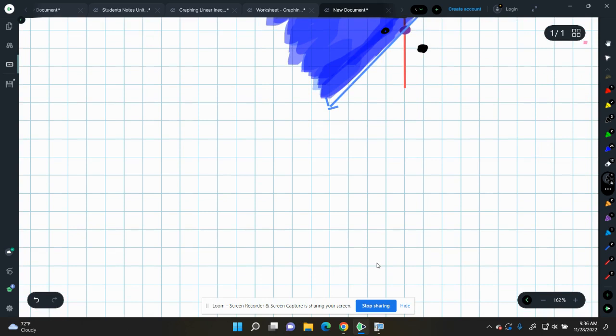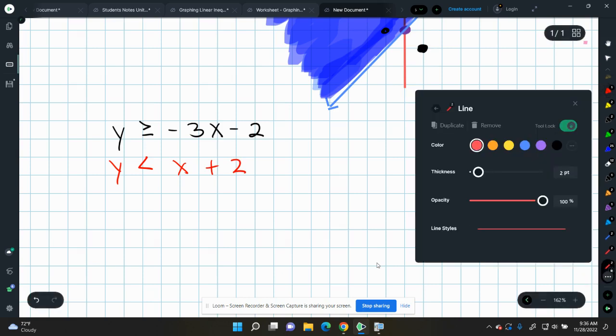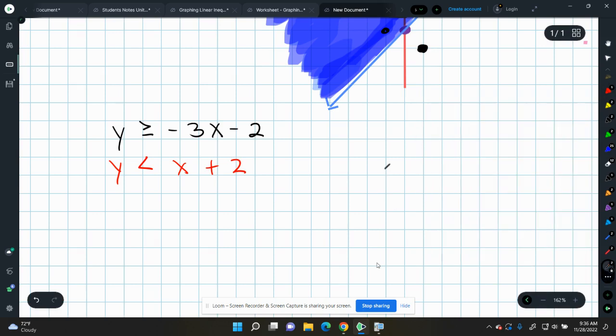You ready? We're going to do, here we go. y is greater than or equal to negative 3x minus 2. And y is less than x plus 2. This is my system of inequalities. I'm going to give you a minute to copy that, and then Tony's going to tell us how to do this.